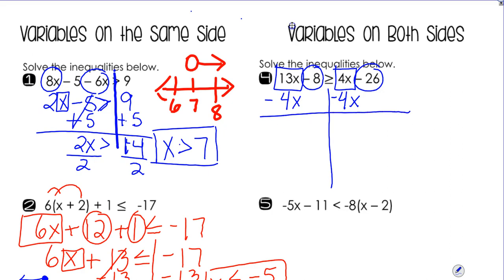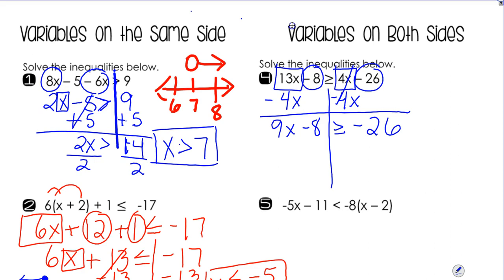When I subtract 4x from 13x, I get 9x. I bring down my minus 8. I bring down my greater than or equal to sign. And what about my 4x minus 4x? What's happened there? It's 0 now. It goes away. And then I bring down my negative 26. Remember that you're subtracting 26 when you had the 4x. So when the 4x goes away, you still have a negative 26.